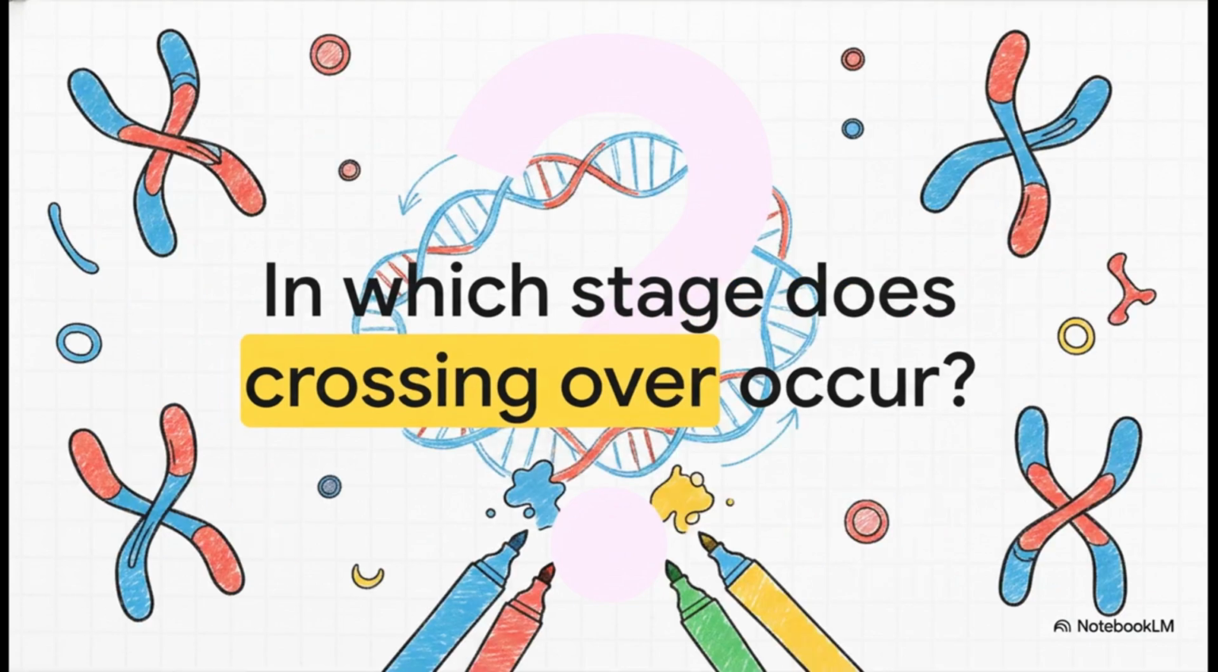Great job. Moving right along to question 2, in which stage does crossing over, the exchange of genetic material, occur? Try to think back to our wet marker analogy earlier in the explainer. When did those colors swap? That genetic exchange happens exclusively during prophase 1.